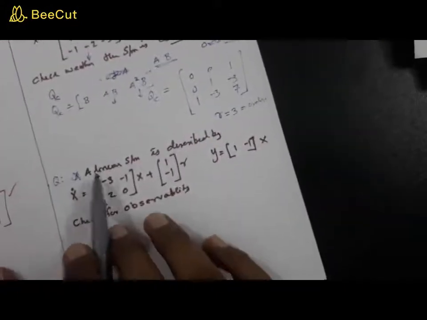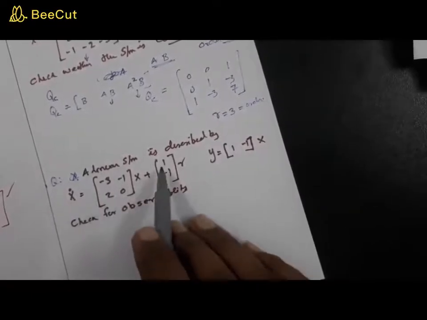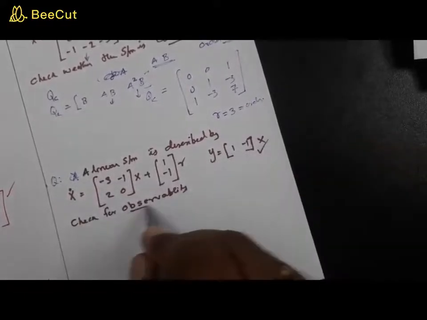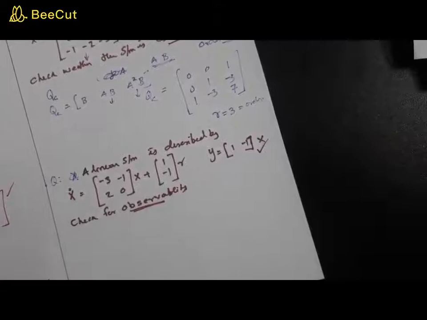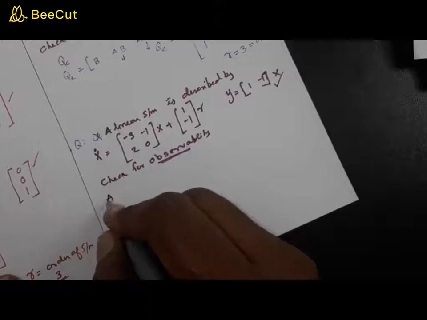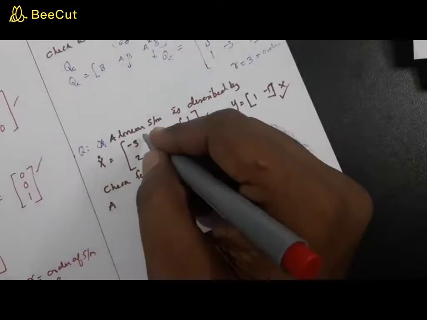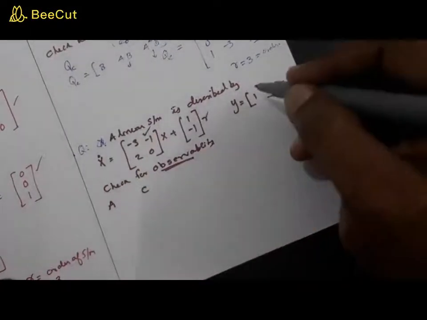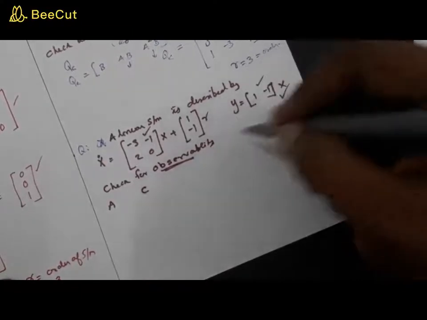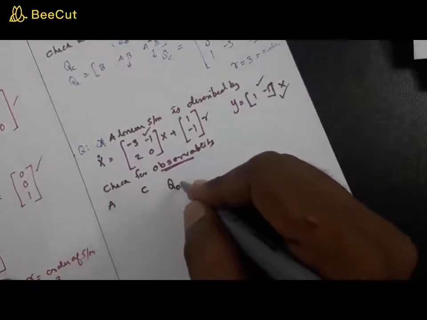So here is another question. A linear system is described by x dot is equal to a 2 by 2 matrix into x plus 1, minus 1 into r, and the output equation is also given, and you are asked to find out the observability. Now we know that for finding out observability you need the system matrix and the output matrix. So from the state equation you will get the system matrix A, and from the output equation you will get C. And here D is 0.